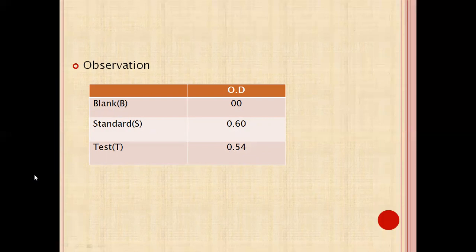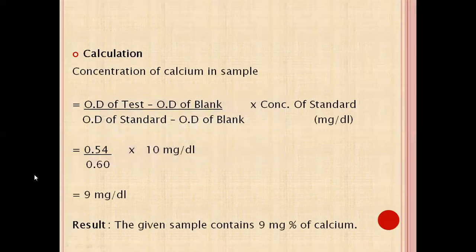Okay, so now you have to calculate by the formula. The concentration of the calcium in the sample is equal to OD of test minus OD of blank. This formula is the same for all the estimation practicals. Divided by OD of standard minus OD of blank, into concentration of standard in milligram per deciliter. यहाँ पे कितना आएगा, 10 milligram per deciliter.